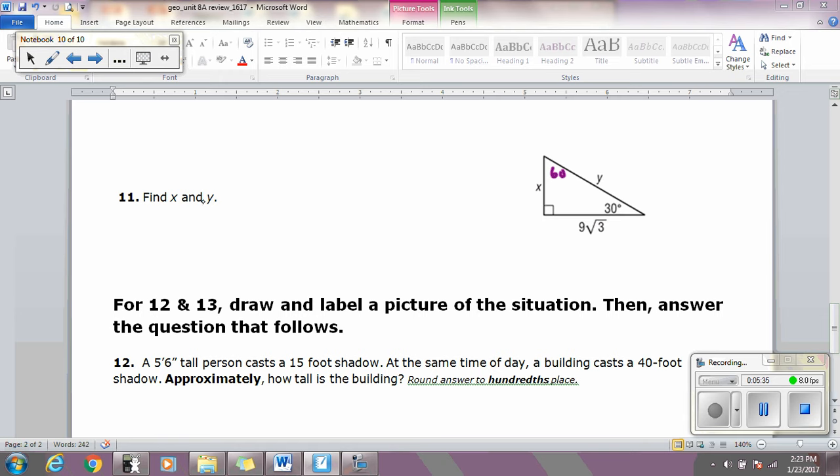So from the formula chart, it's 30, 60, 90, and across from 30 is x, across from 60 is x square root of 3, and across from 90 is 2x.